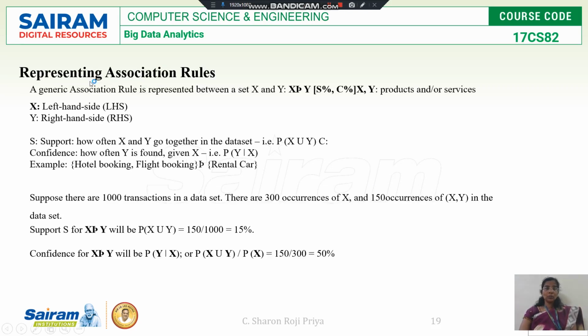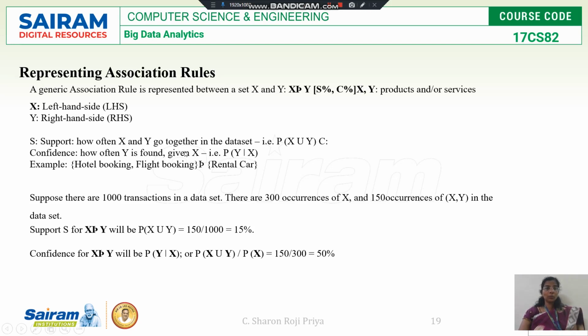How to represent association rules? Association rules are represented by X tends to Y, and S refers to support and C refers to confidence. Let us see what S and C are. Association rules are represented by X tends to Y, where X is the item set present in the LHS and Y is the item set present in the RHS.